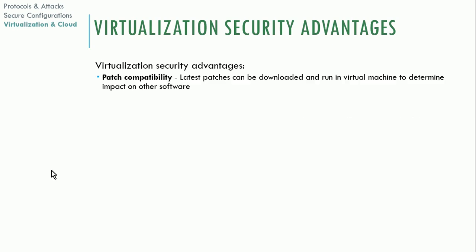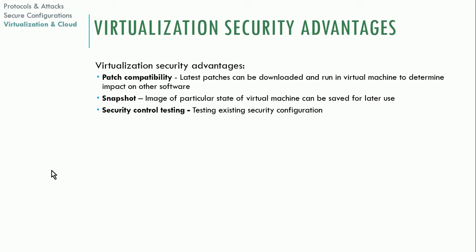As far as security goes, patch compatibility is an advantage. The latest patches can be downloaded and run on a virtual machine to determine impact on other software. In other words, we can test things before we roll them out to the larger network. You can take a currently running system and snapshot it so that you have an exact copy of it that you can use for your testing at that moment in time. And then you can destroy the snapshot when you're done. You can do testing for security controls. You can do sandboxing, which is, for example, testing potential malware.